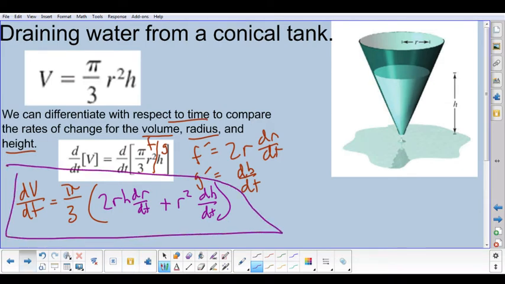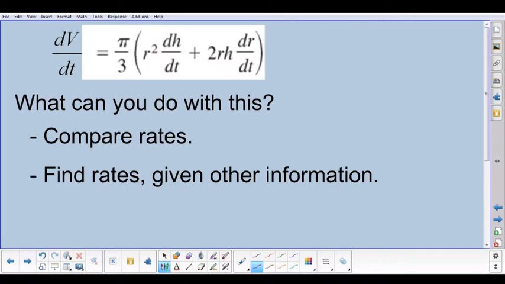Cool. But why does this matter? What are we going to do with this kind of stuff? What we can do with this is compare the rates of change. So if I wanted to see how the rate of change of the volume compares to how the height of that water and the radius of that water is changing, I can do it with this function. I can also use this to find certain rates given other information. And that's the main reason we're going to use it for the problems today.